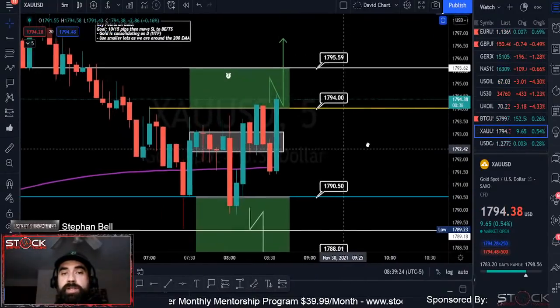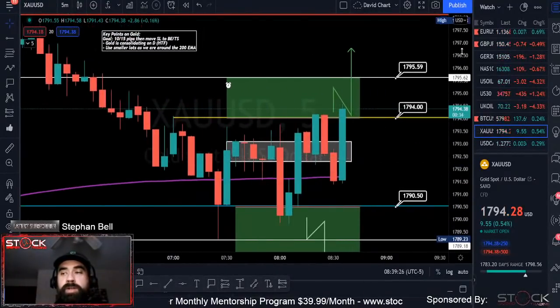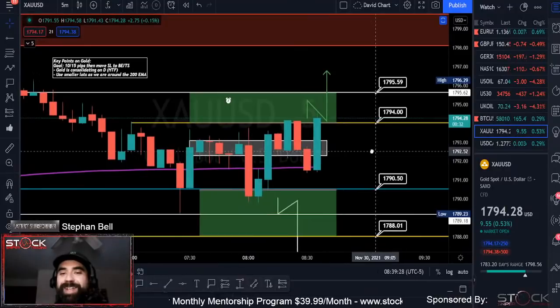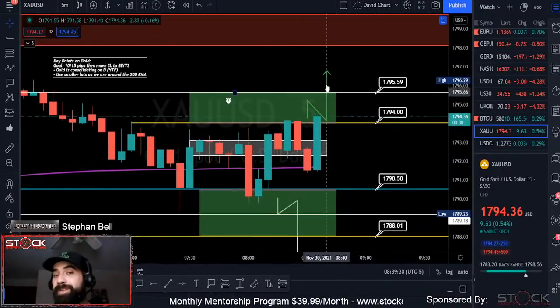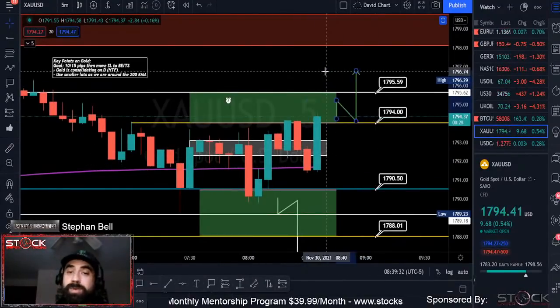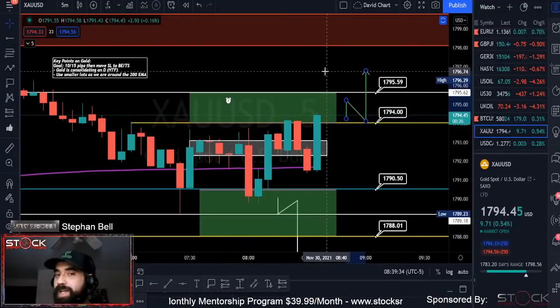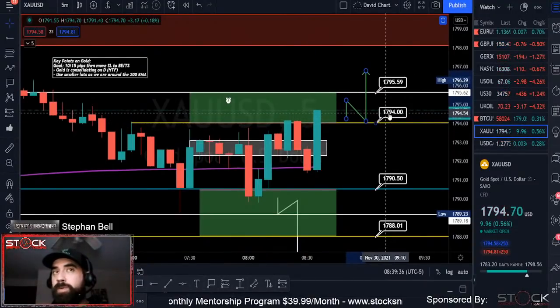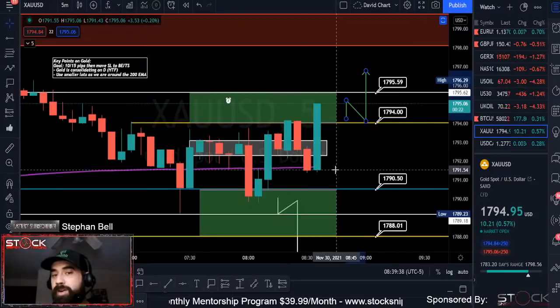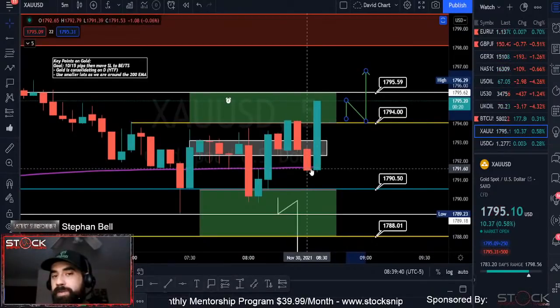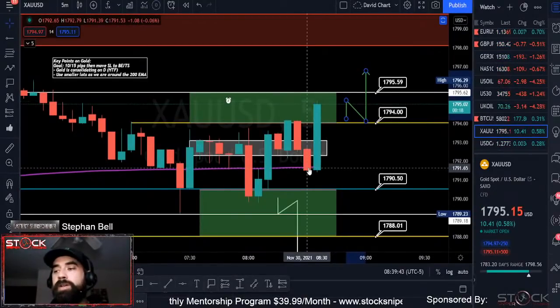Look at this, guys. That was gold. Same thing with gold. Okay, guys, we missed this. We were charting Nasdaq, but you can see 1794. It actually was the nice area, and look at where it danced off of, that 200 MA.